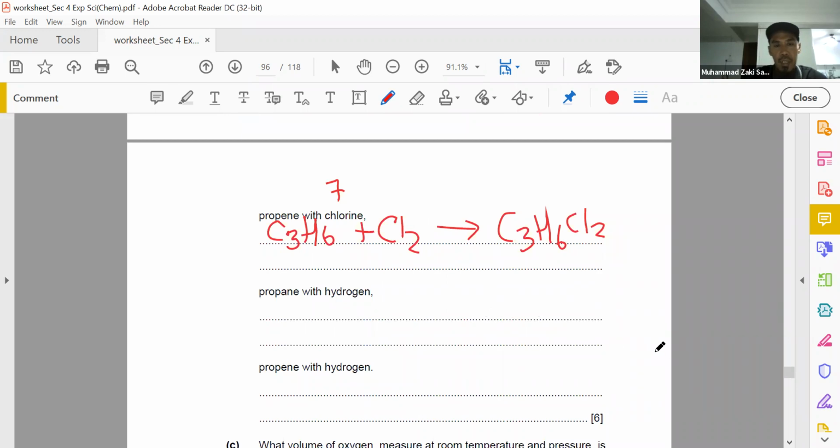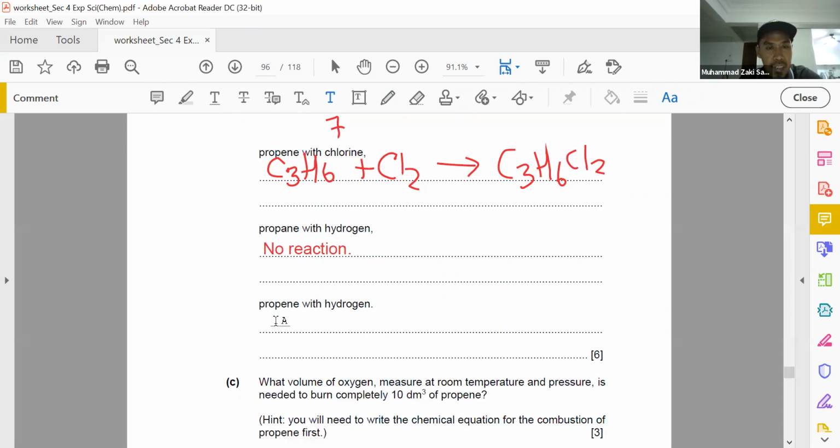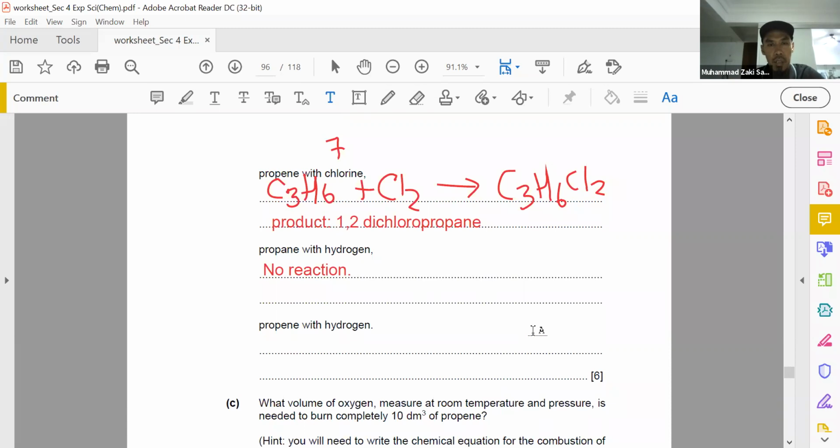Okay, how about propane with hydrogen? This one, no reaction, right? No reaction. There's no hydrogenation for alkanes. For alkenes, yes, there is hydrogenation. Okay, what's the product for the chlorine reaction? The product is 1,2-dichloropropane. Right, how to get that?